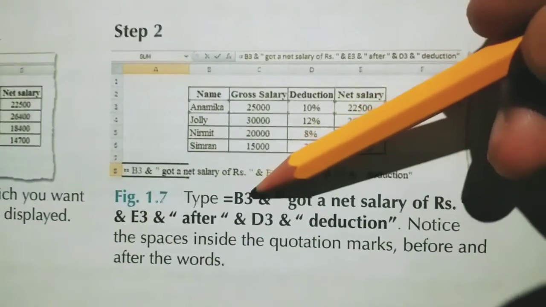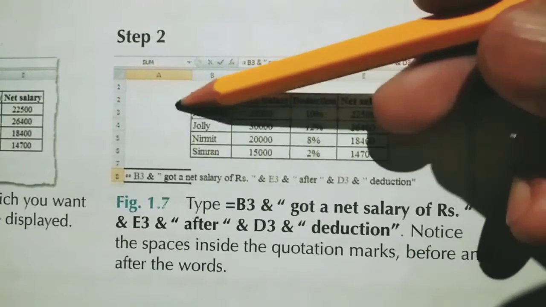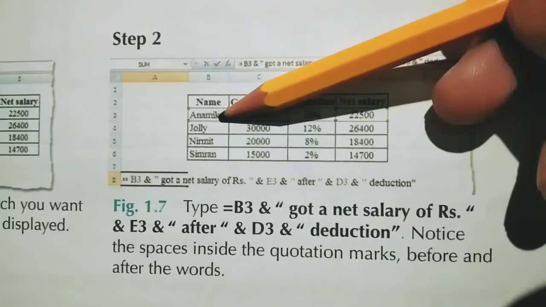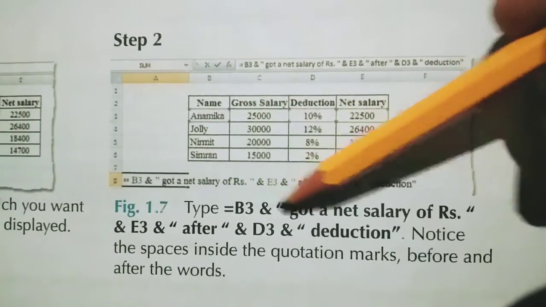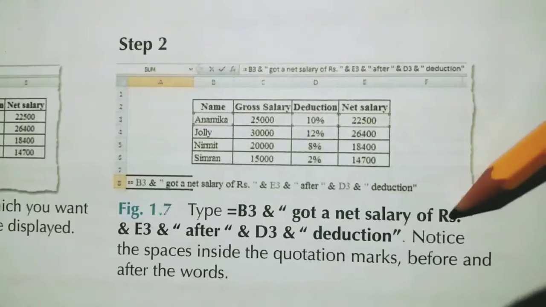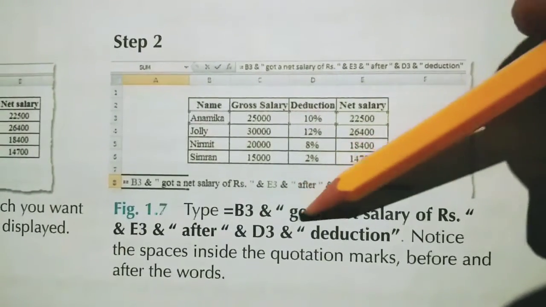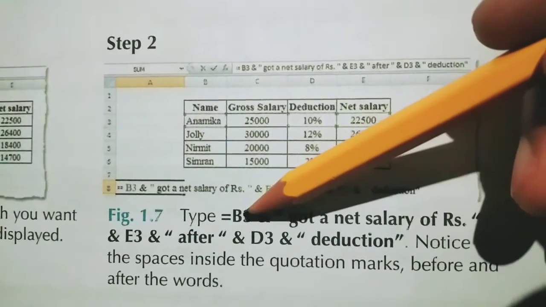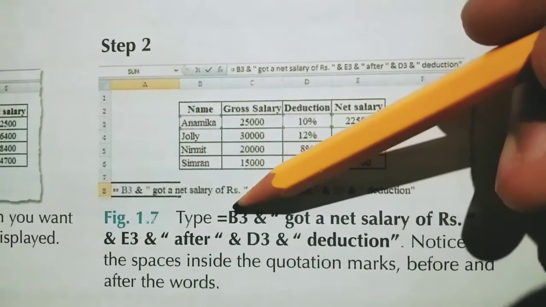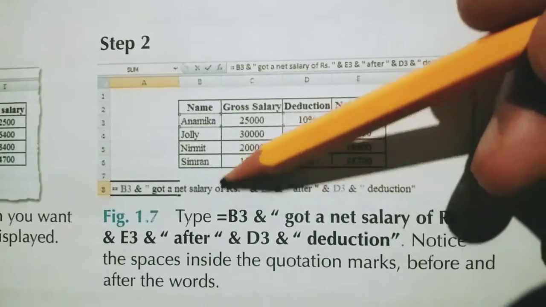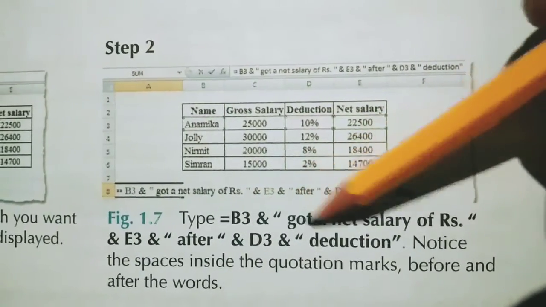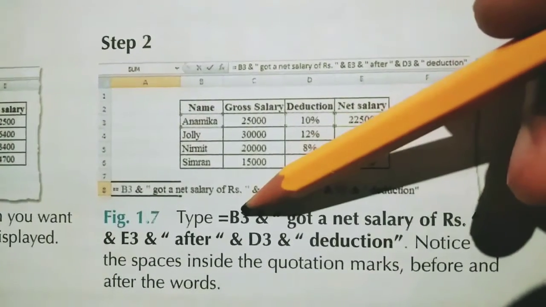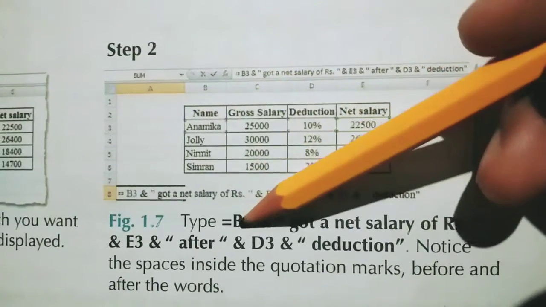Type equal to B3. B3 means B and 3 is here, this one, that means Anamika. The value of B3 is Anamika. Then it will join this B3 with this one: "got a net salary of rupees". Now see this, the words should be inside the inverted commas. This B3 is not inside the inverted commas because this is not a value. You have to understand it properly: an address cannot be written inside the inverted commas. Only the words or values can be written inside the inverted commas. So here the value of B3, Anamika, will come.